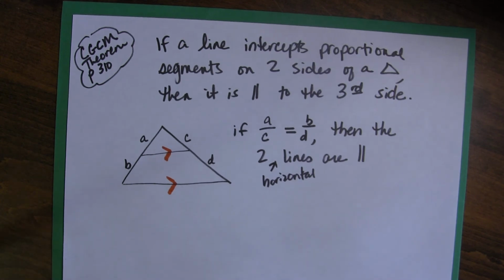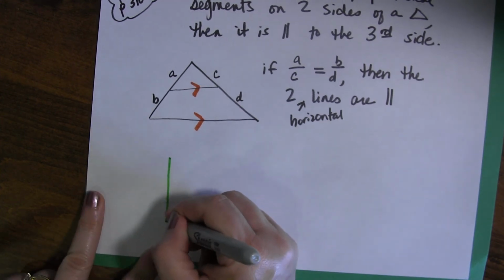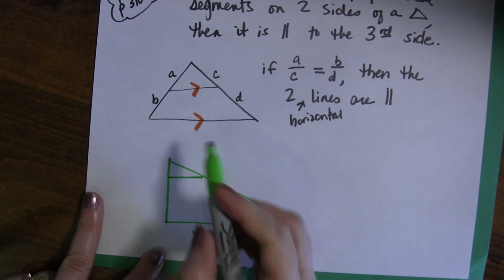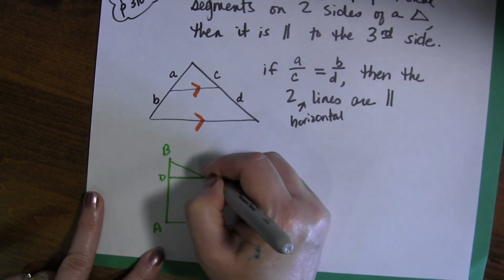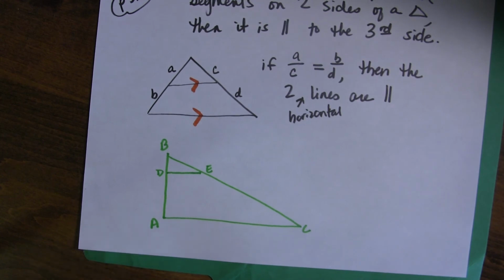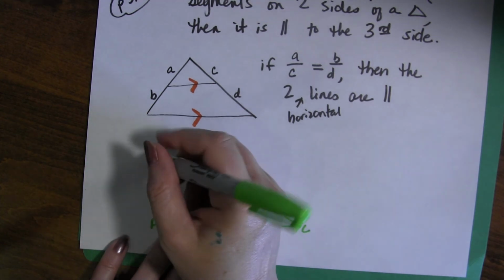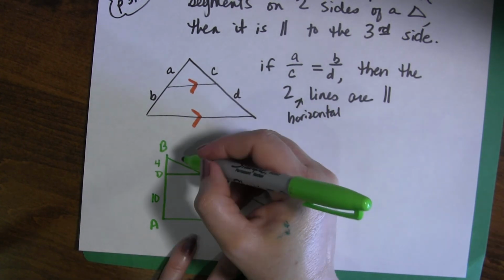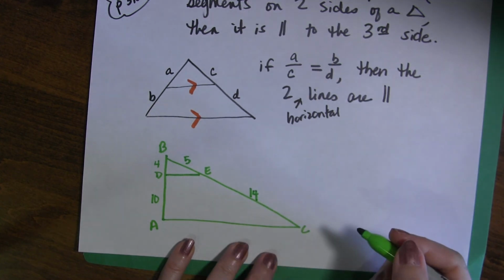So that is the CGCM theorem. Before I let you go, let's just do one example. So let's say that we have this triangle right here, and we have A, B, C, and then this is D, E. And our question is, is DE parallel to AC? Well, let's figure this out. Let's say that this is 4, and let's say this is 10, and let's say that this is 5, and let's say that this is 14.